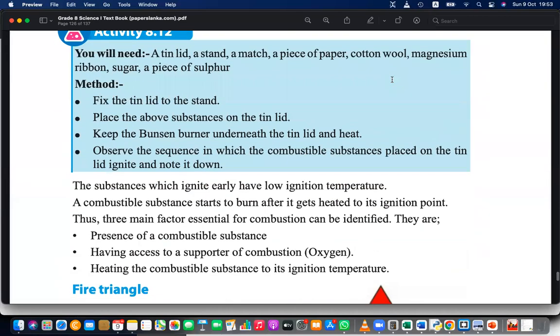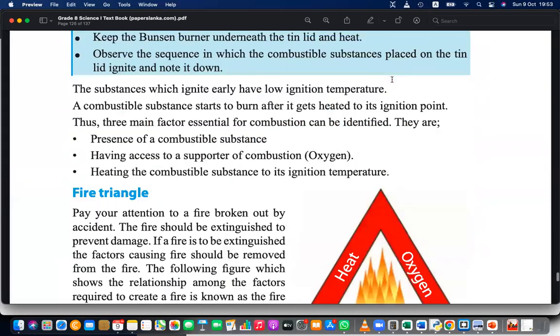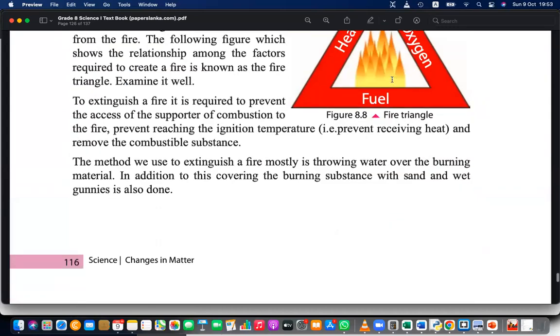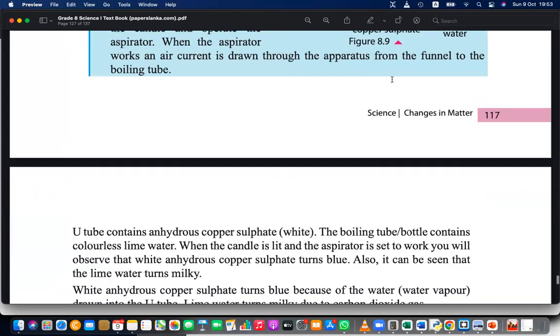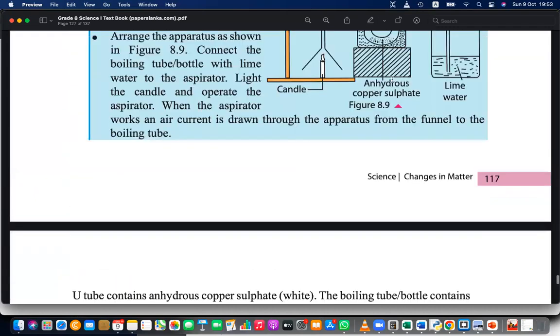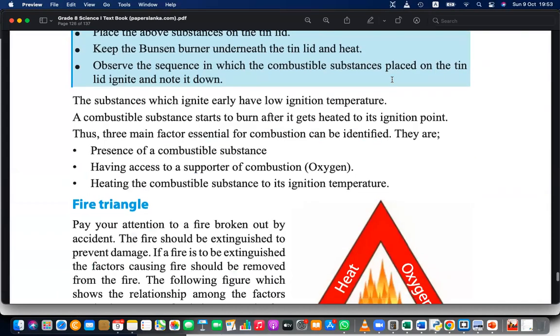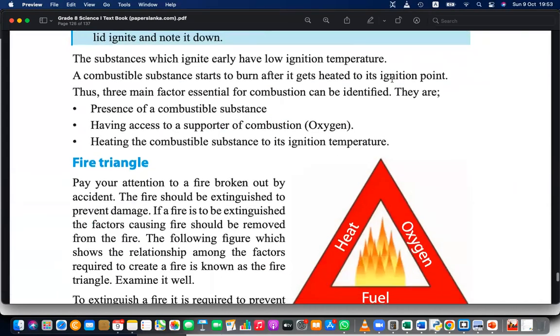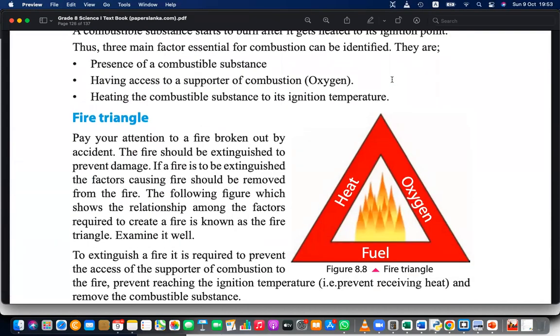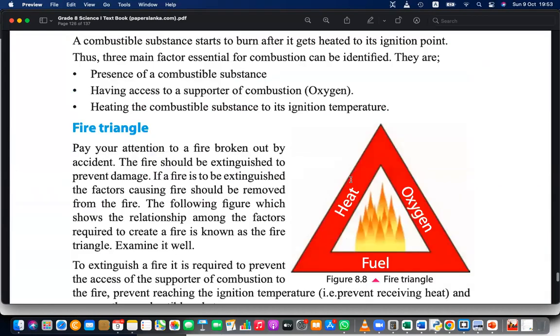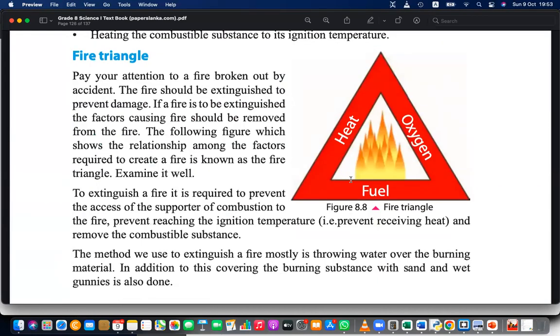Okay, then here, the fire triangle. Do we have time to discuss that? Yes, I think we can discuss that as well. Basically, what you need to know is that to start a fire we need a few things. Heat, definitely, because the ignition point is the temperature where it begins combustion. So heat is an essential factor.